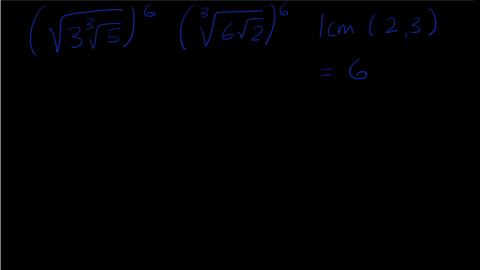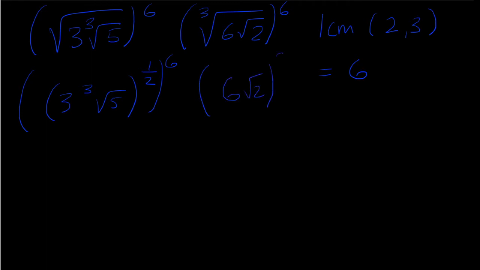Okay, so we have a square root raised to the 6th power. We can think of a square root as 1/2. So let's rewrite this as 3 times cube root of 5, all under the square root, which we can write as 1/2, and then raise it to the 6th power. And similarly, we could do the same thing here. We have 6 square root 2, raise it to the 1/3 power because it's cube root, and then we can raise it to the 6th power.